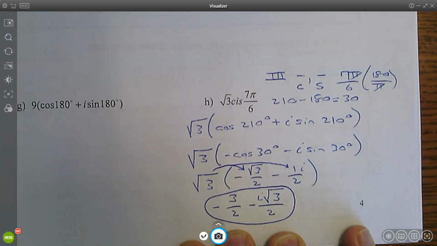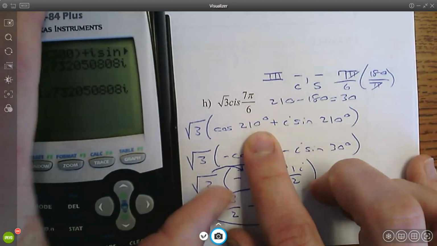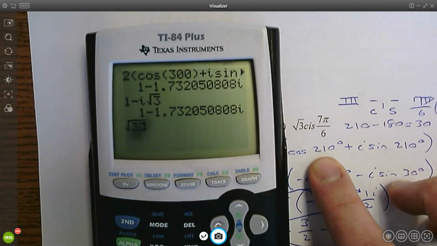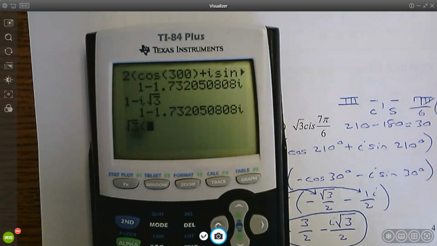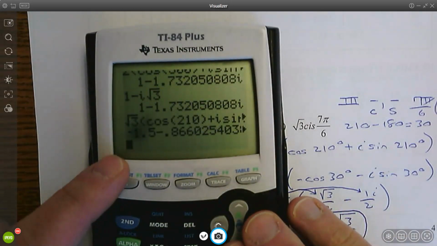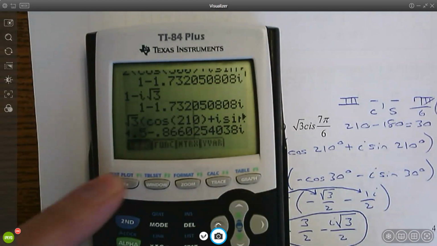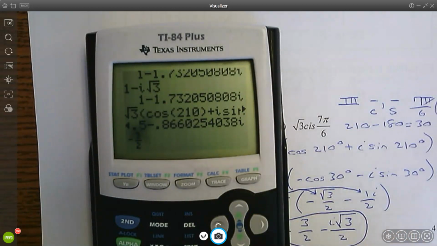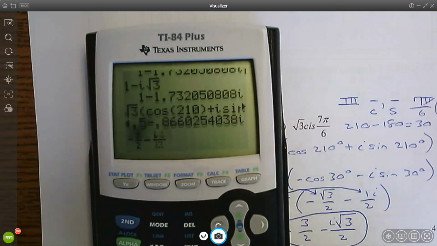Let's check that in our calculator. We're going to type in what we have here once we convert it to degrees. Square root of 3 times cosine 210 plus I sine 210. You get that, negative 1.5 minus 0.8660I. Type in your answer, negative 3 divided by 2 minus I times the square root of 3 divided by 2.